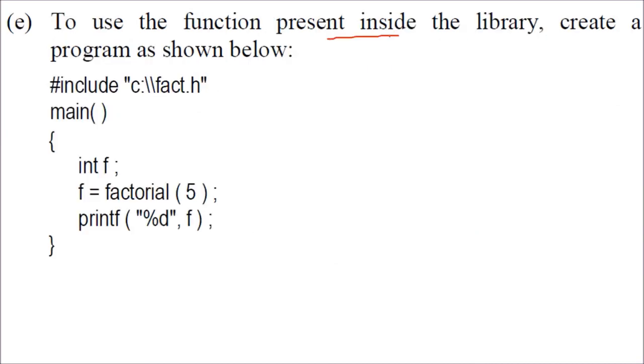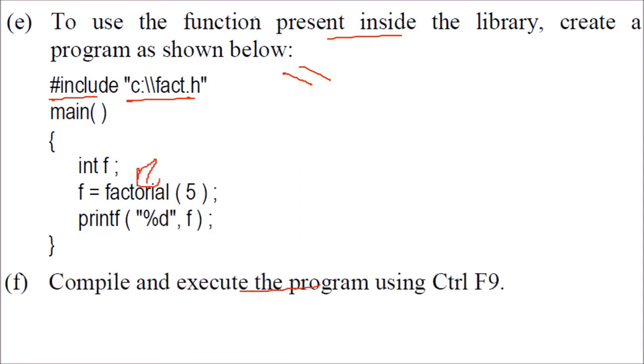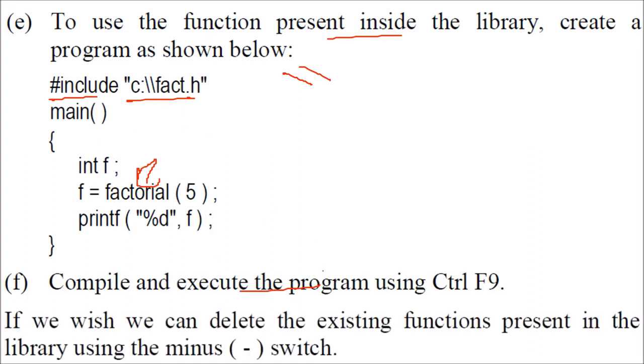And to use the function inside the library, how are you going to do this? Just say hash include the path c colon, and please mark we are using double slash here, fact.h. Now you can easily call this function and just compile and execute the program. Everything will be fine. If you want to delete an existing function from the present library, you have to use this minus sign.